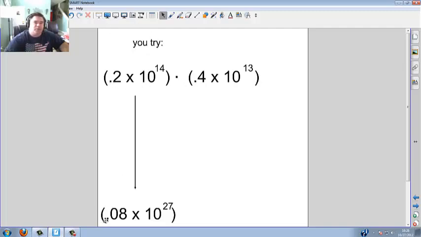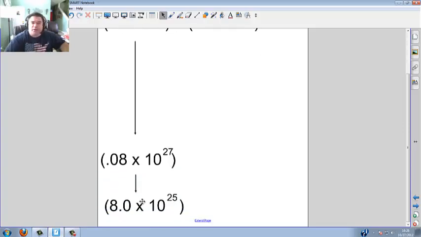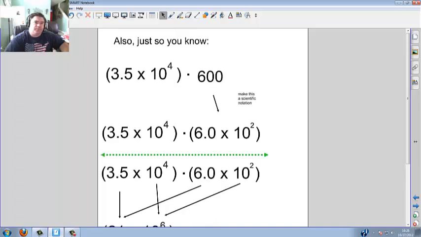0.2 times 0.4 is 0.08. And 14 tens and 13 tens make 27 tens, but I'll move it over 2 spaces to get between the 1 and 9.9999. So if I'm going to times by 2 here, I've got to take 2 away from here. So 8.0 times 10 to the 25th.